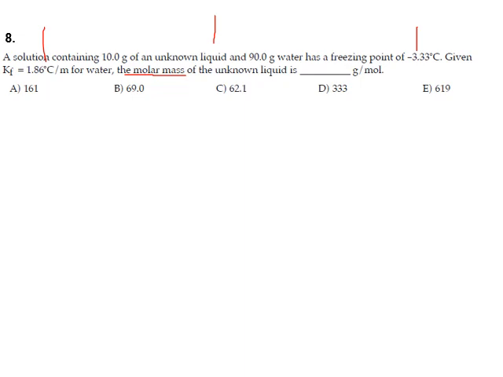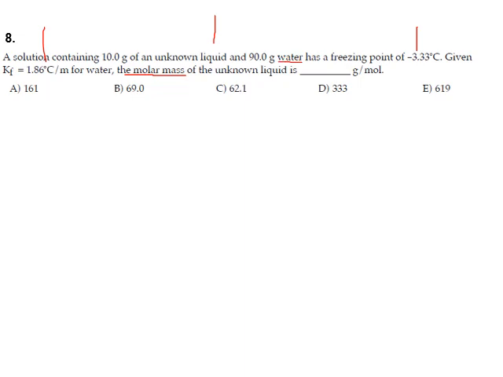So delta T divided by K is going to give us m, which means 3.33 degrees centigrade divided by 1.86 degrees centigrade per m will give us the molality. So the first thing we'll want to do is do that. And what that's telling us is how many moles of this unknown liquid we have in 1,000 grams of the solvent, which is water in this case. And then we realize we don't have 1,000 grams of water, we only have 90.